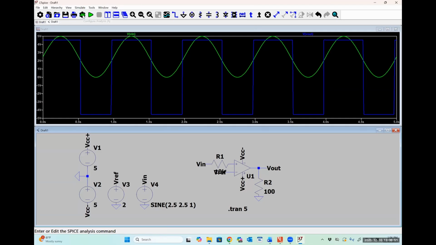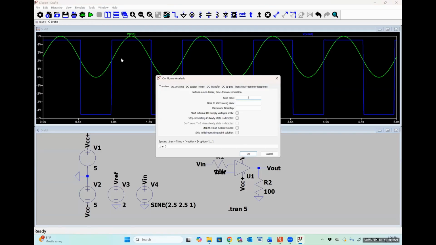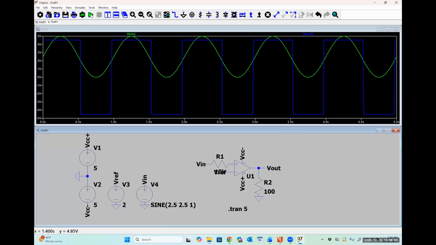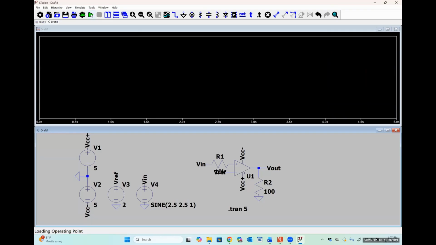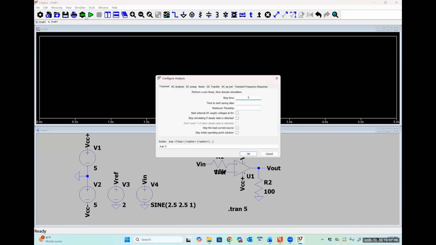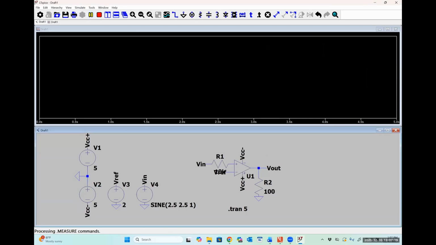So this guy right here with the gear is how I configured things. This guy right here is how I ran the simulation itself. So let me close this out and just rerun the simulation. Transient gives us the signal as a function of time, which is what we were looking at. I'm putting a stop time of 5 seconds so that I get 5 cycles. It's more than I need. And I'm running it.